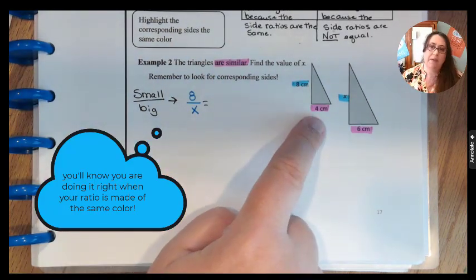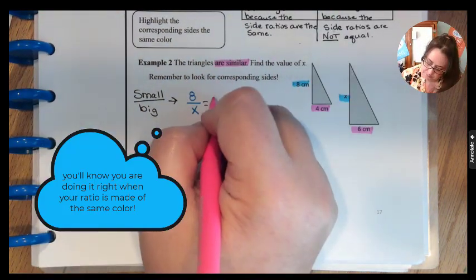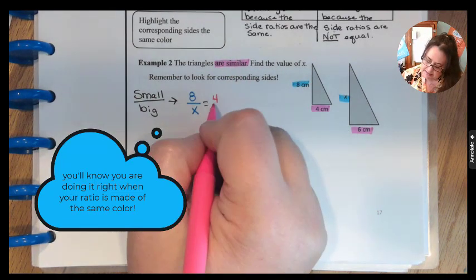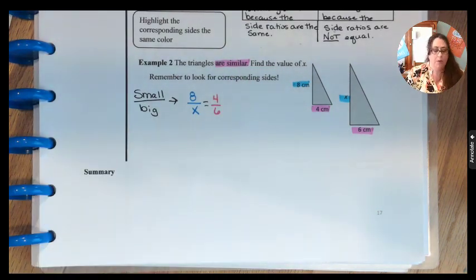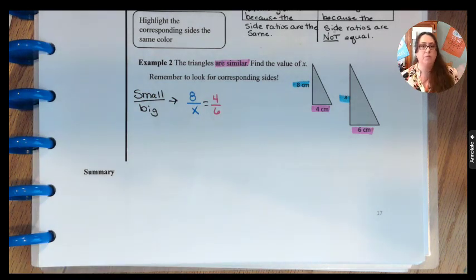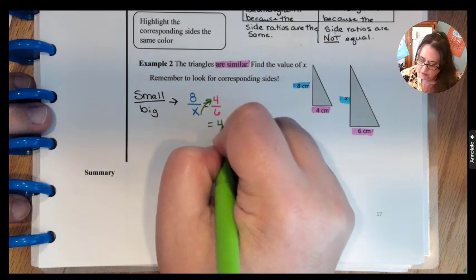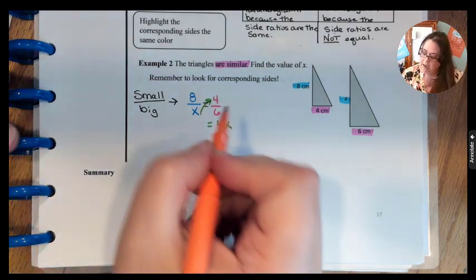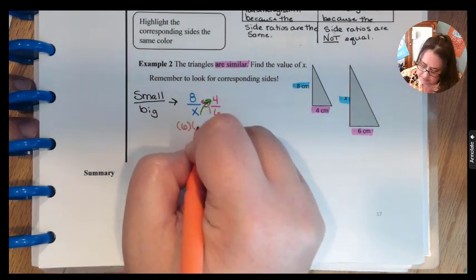Now let's do the pink. The small side is 4 and the big side is 6. Now we have an equation for us to solve. So we have to go back to solving proportions and remember what it is that we do. There are different ways we can solve this one. We can multiply both sides by X to get the X moved up, or we can use cross product. Since we're in 8th grade, we can use cross product: 4 times X on this side, and on this side, 6 times 8.